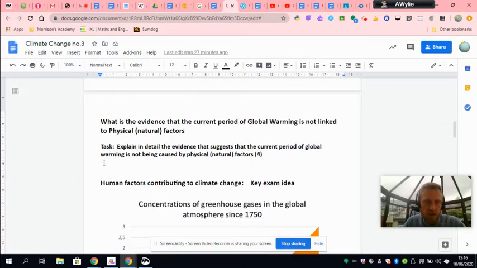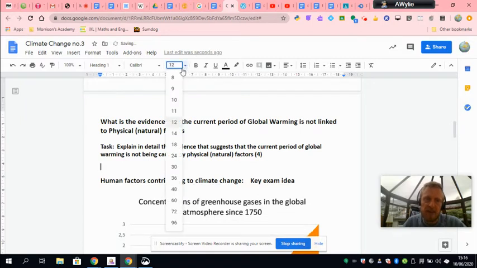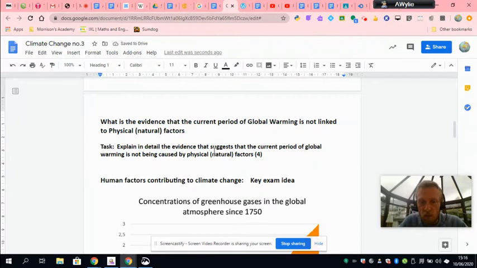And what you're being asked to do is basically tell me or prove to me that it's not natural factors causing the planet to warm. Okay, there's 4 marks here. So I want you to present a range of evidence that proves that the natural or physical factors have got nothing to do with the current period of warming. And when I say the current period, I'm talking about the sudden acceleration in the planet warming since the 1980s, and how there's nothing in nature that really can explain that sudden surge in global temperatures.